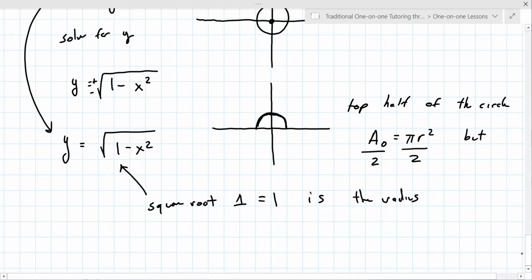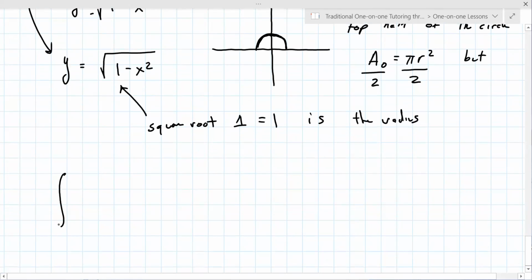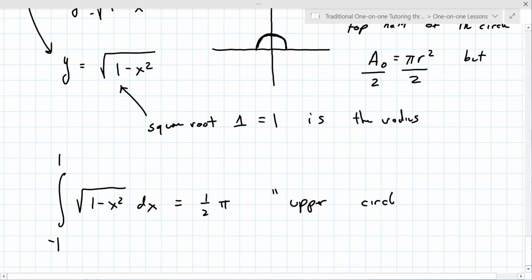So here's one question that I could be asked. Let me just give a little more. If I asked you, what is the integral from -1 to 1 of the square root of 1 minus x squared dx, the answer is 1/2 pi, but in words, it's the upper circle area. It's this part here.